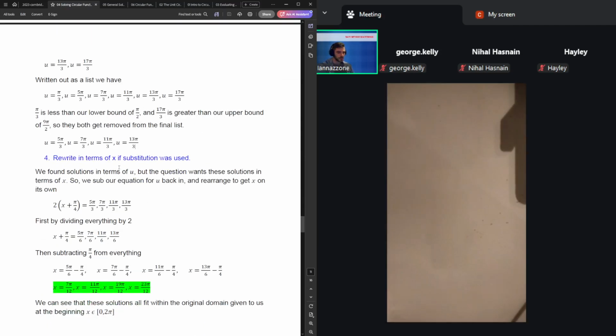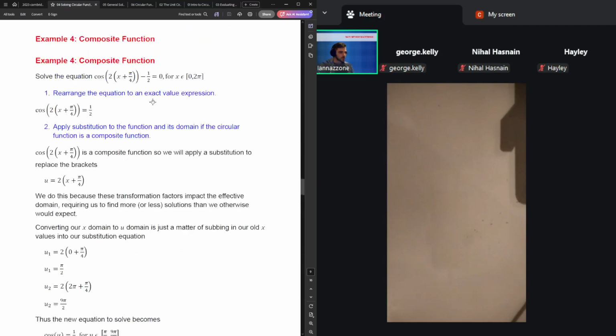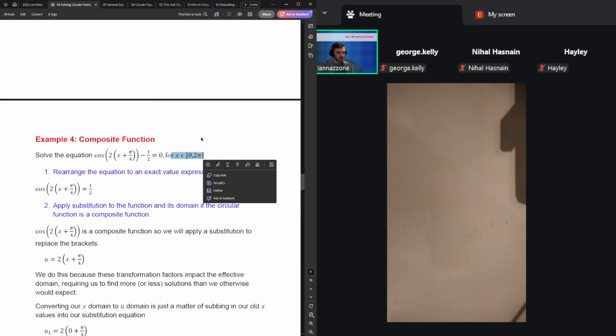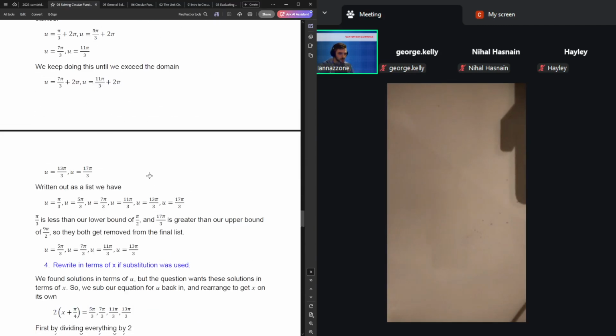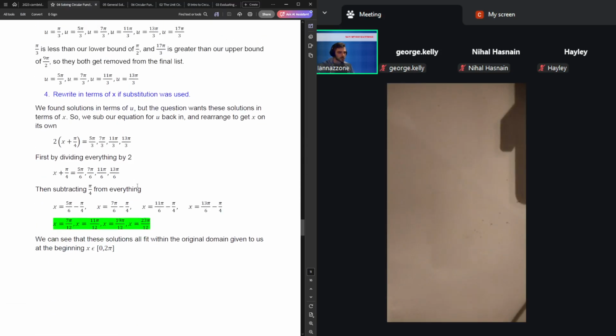Cool. Okay. Problem we have right now is that we've written everything in terms of u. But this question said solve for x. X is an element of 0 to 2 pi, not u. So all we have to do now is fix our substitution, put everything back where it belonged. We know from our substitution that u is the same as 2 bracket x plus pi over 4. So instead of saying u equals all these things, we now say 2x plus pi over 4 equals all those things. All we do from here is rearrange for x.